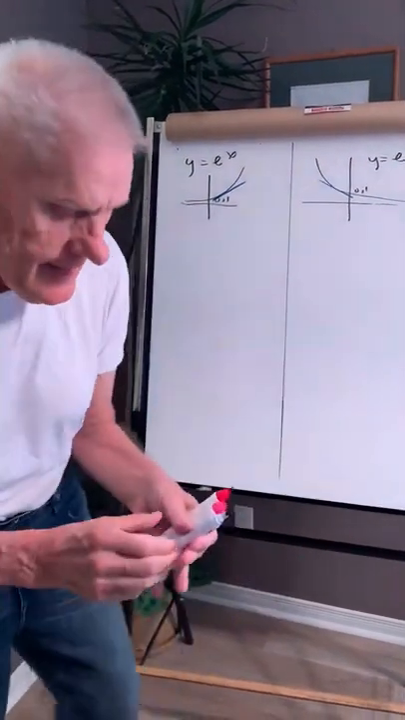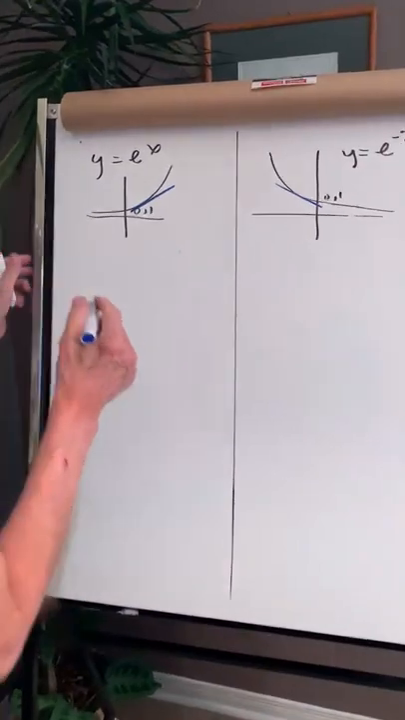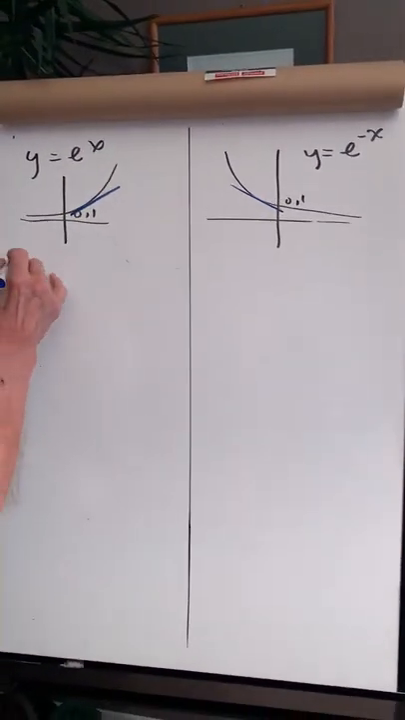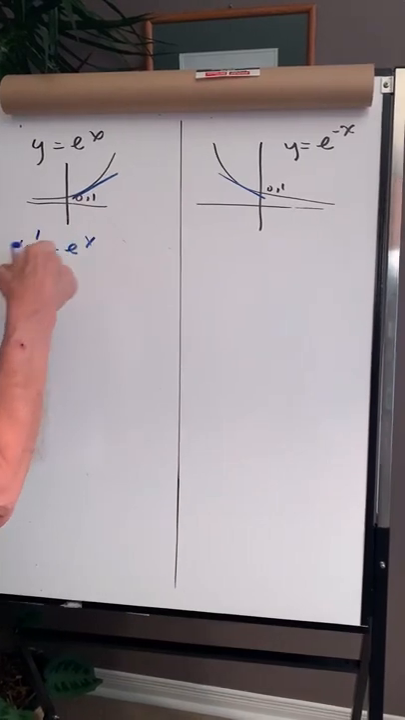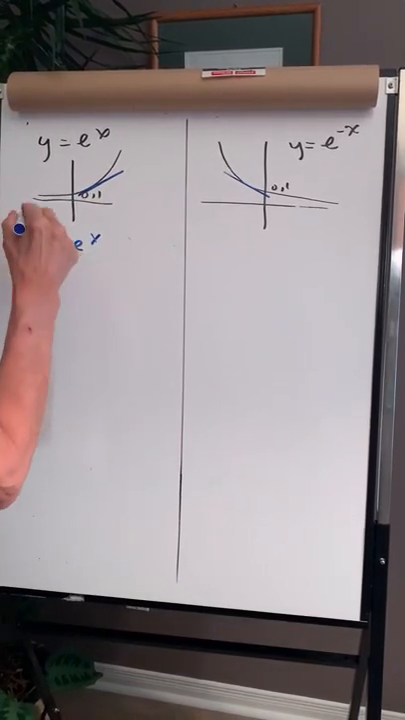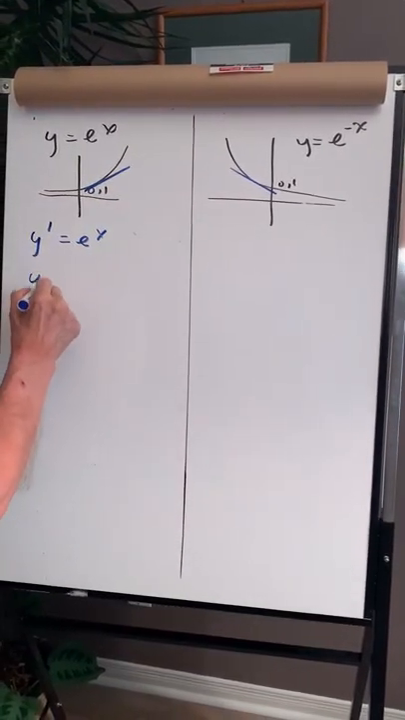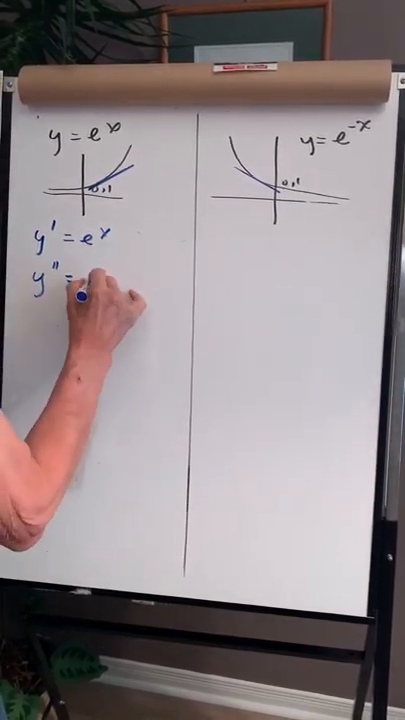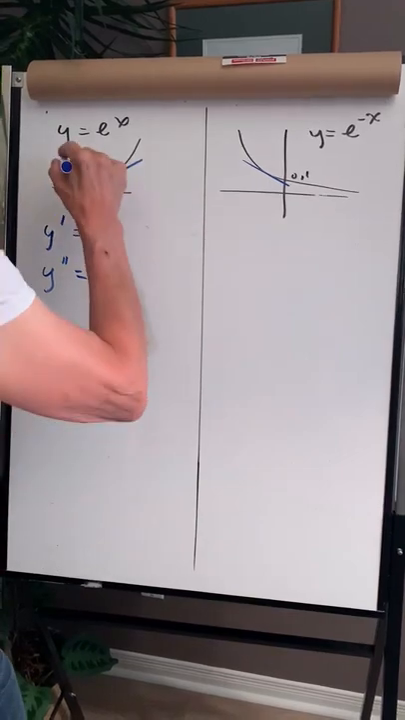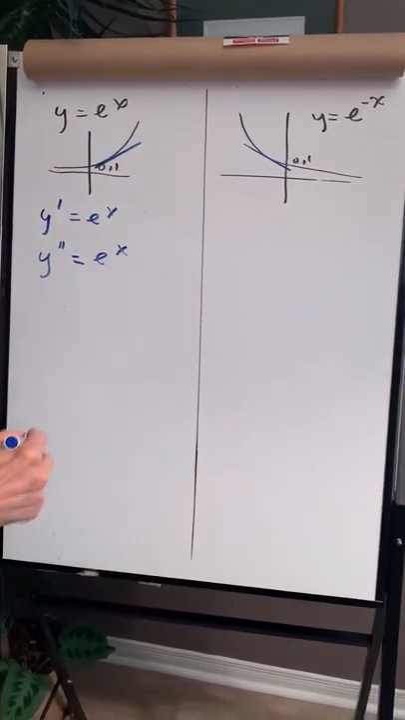So here we have e to the x, and let's take the slope of e to the x. So y dash is going to be e to the x. That means the slope is positive, so here it is. Let's take the second derivative to see if the curve smiles. It's going to be the same thing. That means it's positive, so it's concave up, as we see.